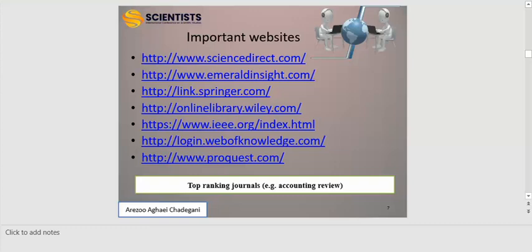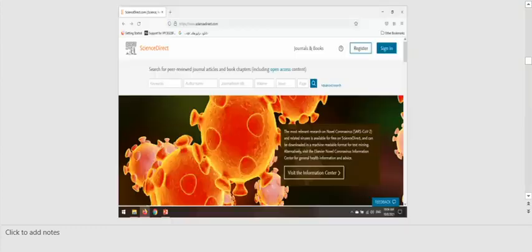And when you don't have any idea, you can find new researches in top-ranking journals. For example, in the accounting field of study, you can visit The Accounting Review website. These are some important and scientific websites where, when you have an idea and keywords, you can find new and latest articles.